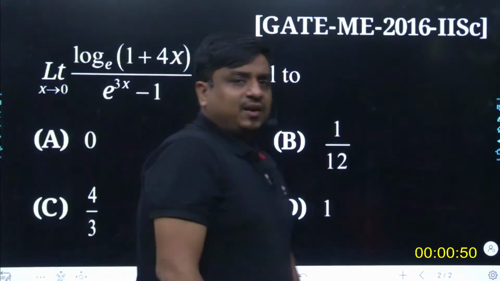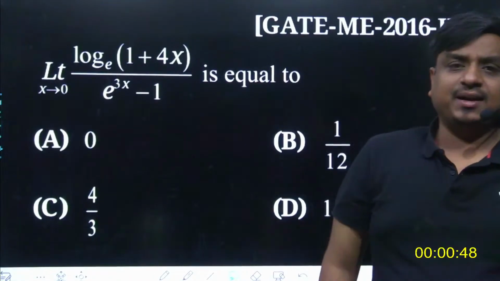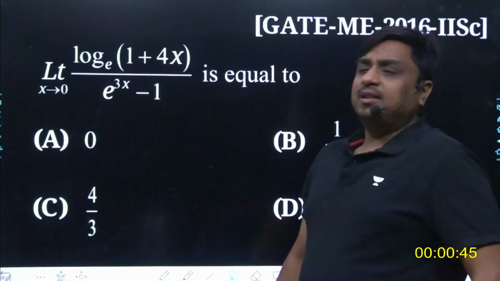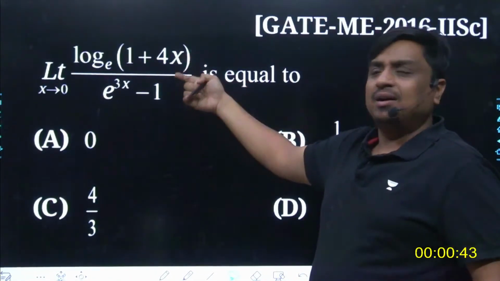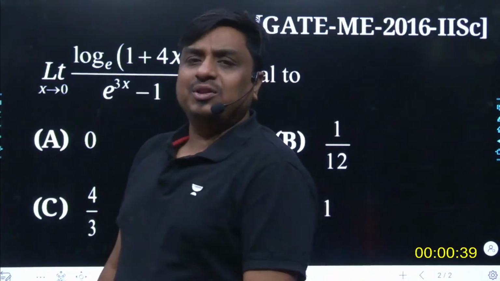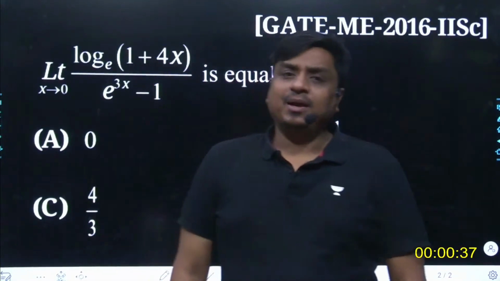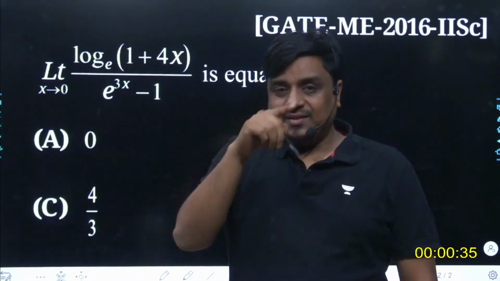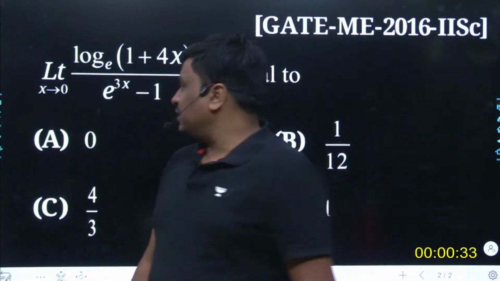So virtually speaking, when we feed x equals 0 into the numerator as well as the denominator, we find the given function has a 0 by 0 problem, which is indeterminate in form. And whenever you have a problem of 0 by 0 or infinity by infinity, easily that problem can be smashed with the help of L'Hospital's rule, and that is what I have been doing over here.